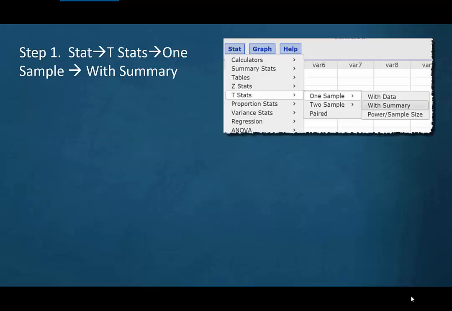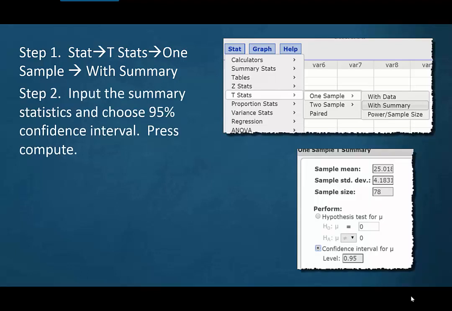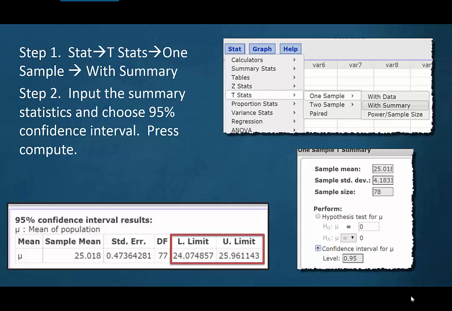Similar with StatCrunch, similar to what we did last time. Going to go to Stats, T Stats, one sample with summary. Going to put in our summary statistics, choose 95% confidence level, and press Compute. Again, we get the same thing we obtained by hand and with the calculator. Lower limit 24.07, upper limit 25.96.